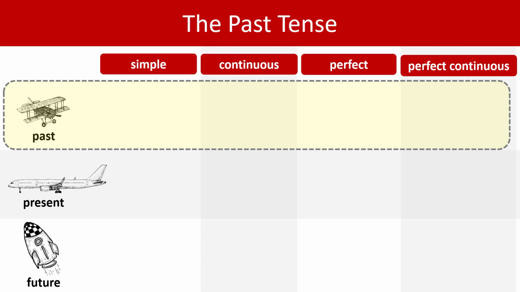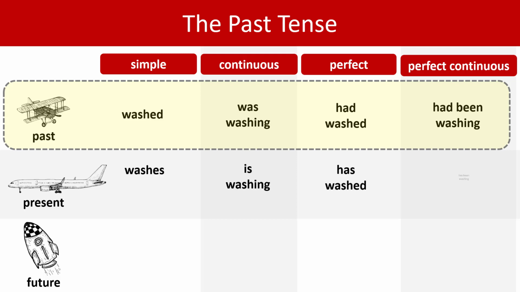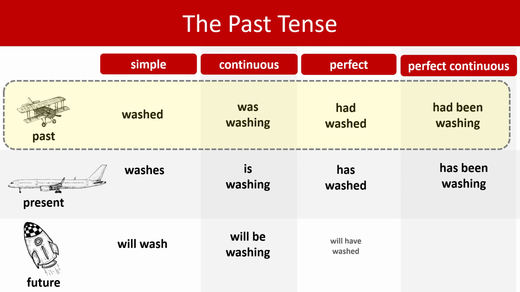So the simple past tense, washed. The past continuous tense, was washing. The past perfect tense, had washed. The past perfect continuous tense, had been washing. And of course, these aspects exist in the present tense and the future tense.